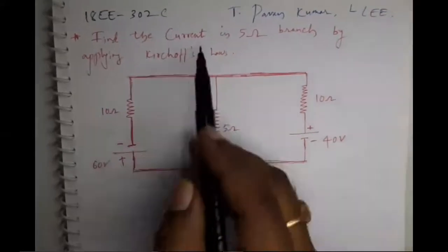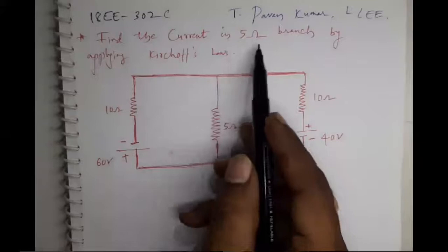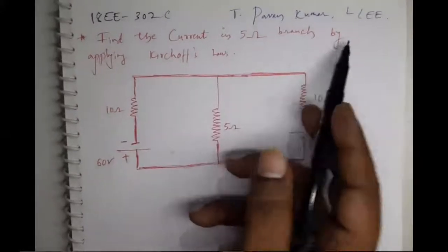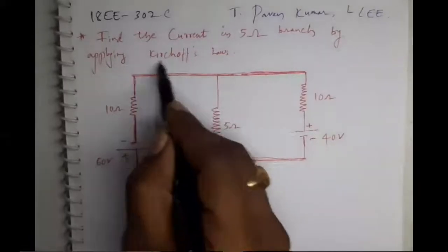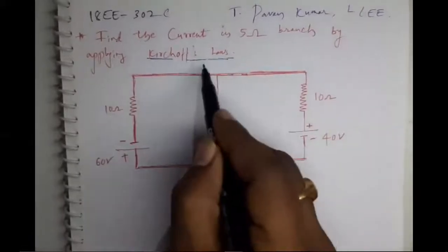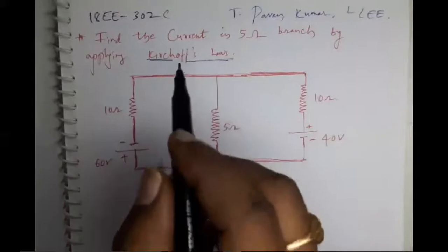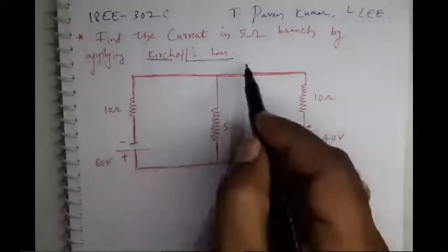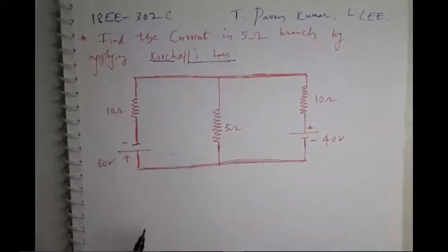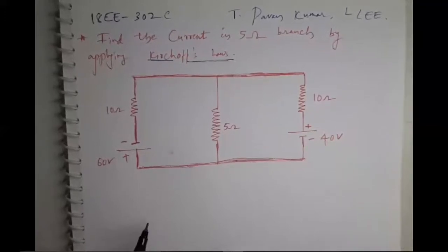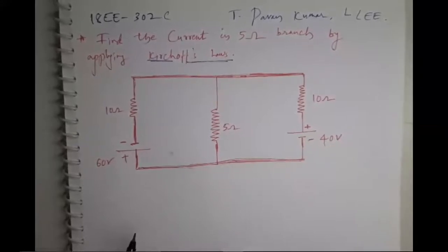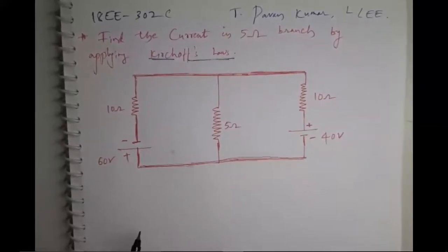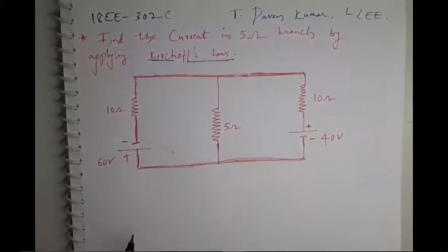Find the current in the 5 ohms resistor branch by applying Kirchhoff's laws. So here it is clearly given which method you need to use to find the current in the 5 ohms resistor: Kirchhoff's laws. You should not follow any other methods, like nodal analysis or mesh analysis. Those methods come under your graduation level, but as per your diploma level, the Kirchhoff's laws method is enough for you.